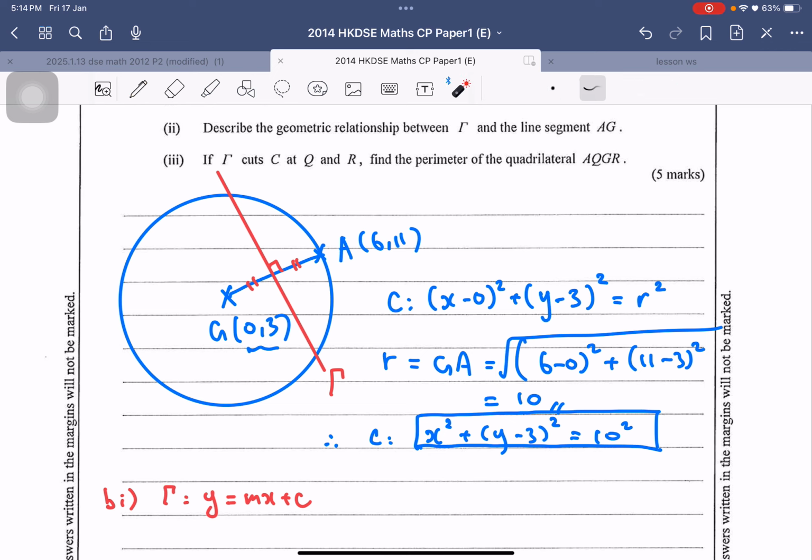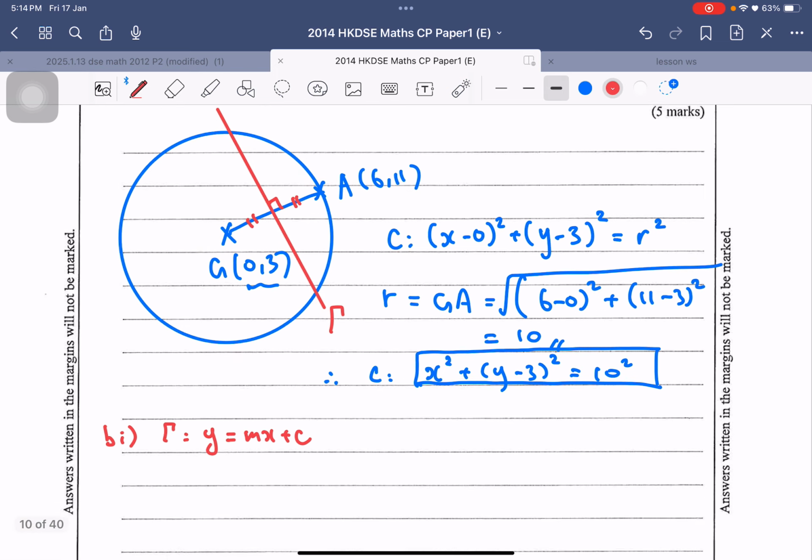How do we find the m? How do we find the slope of this torque? The torque and AG are perpendicular, isn't it? Yeah. So their slopes multiplied together equal minus 1. So if we can find the slope of AG, then we can get the slope of the torque.